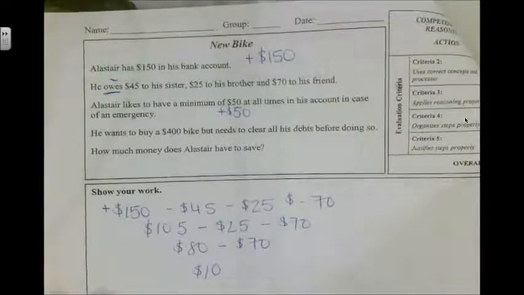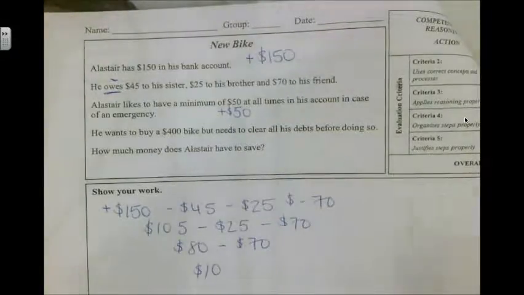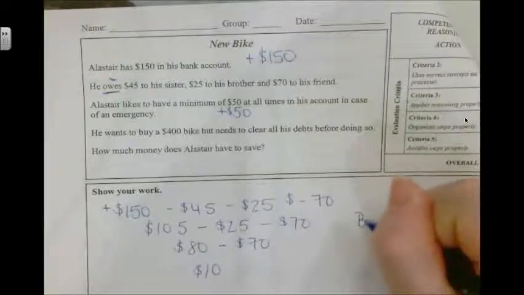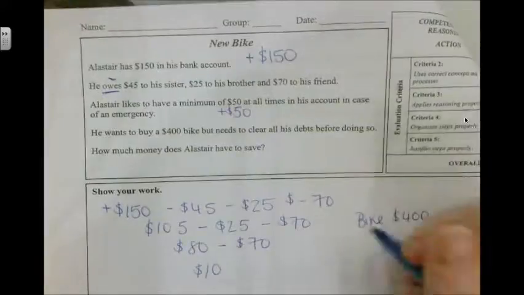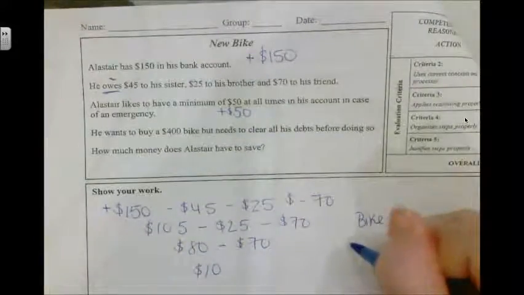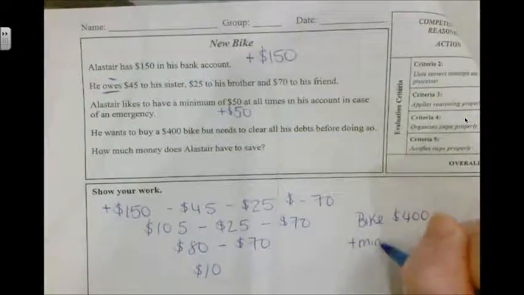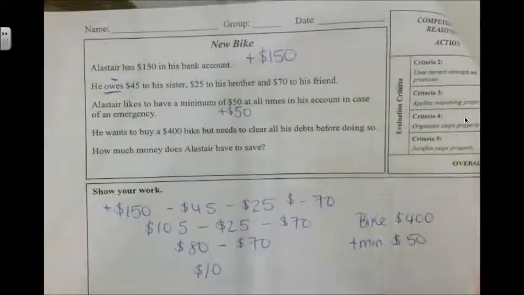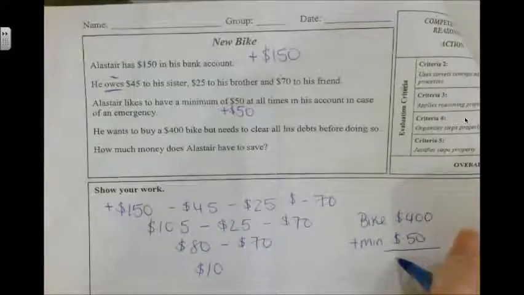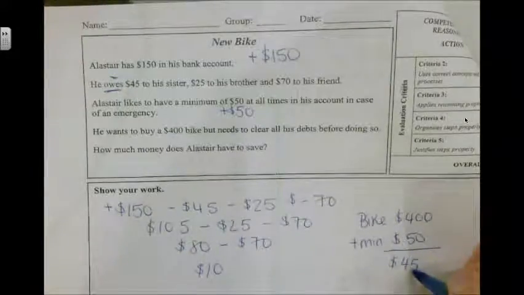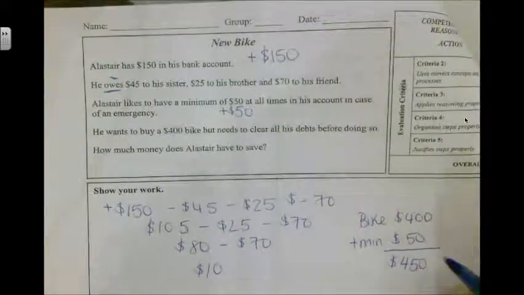But the thing is, he wants to get the bike, which is $400, and he also has to have a minimum in his account at all times of $50, it says, in case of emergencies. So if you add up these two amounts, that's $450 is what he needs to have.